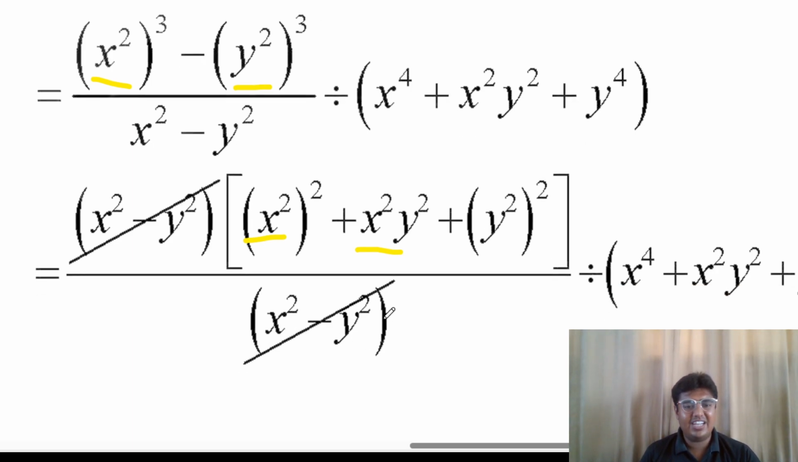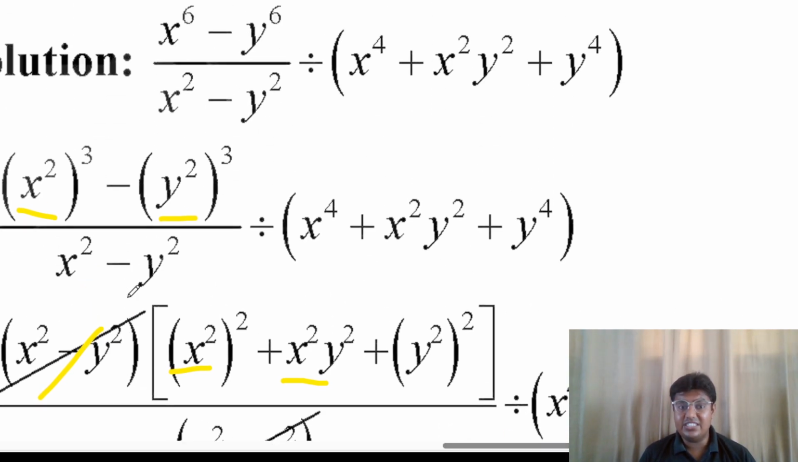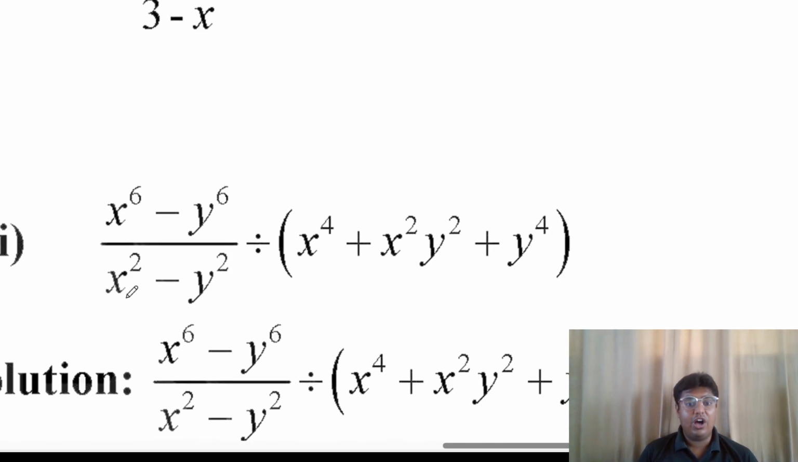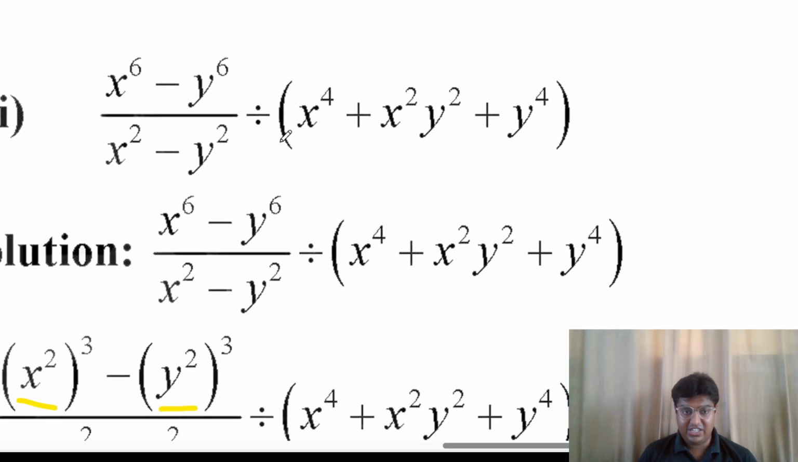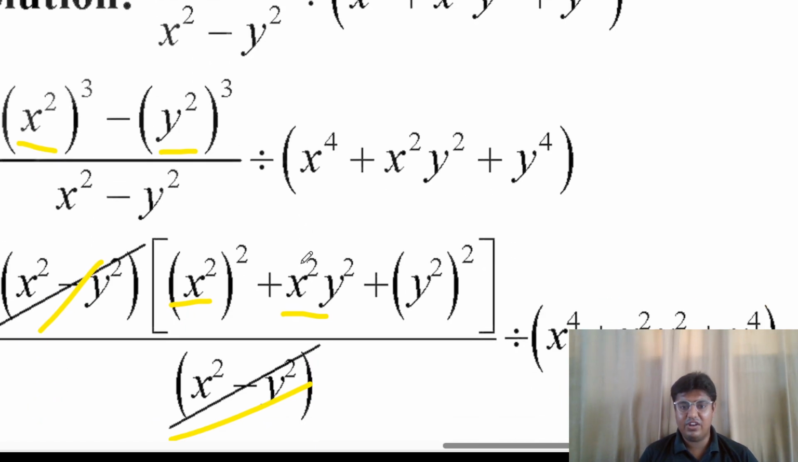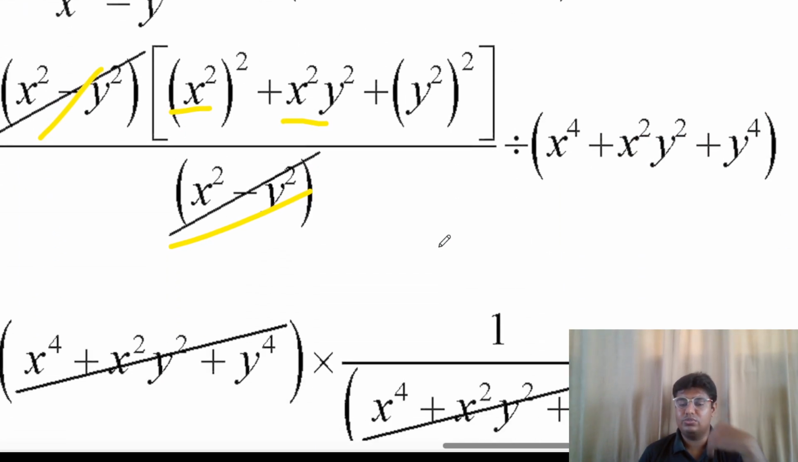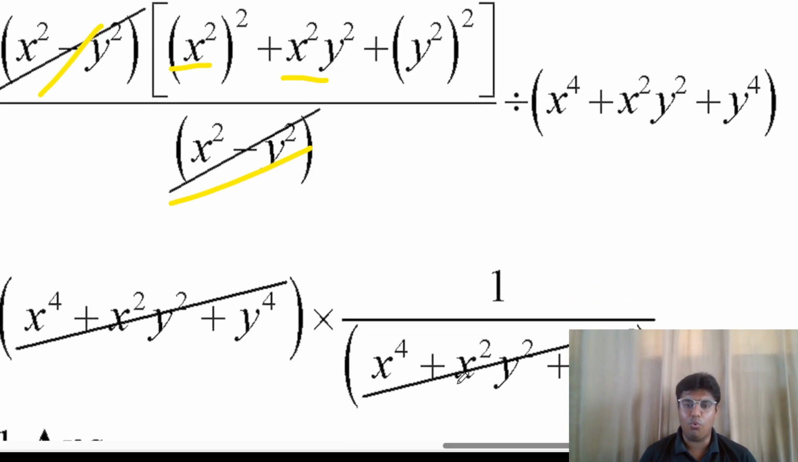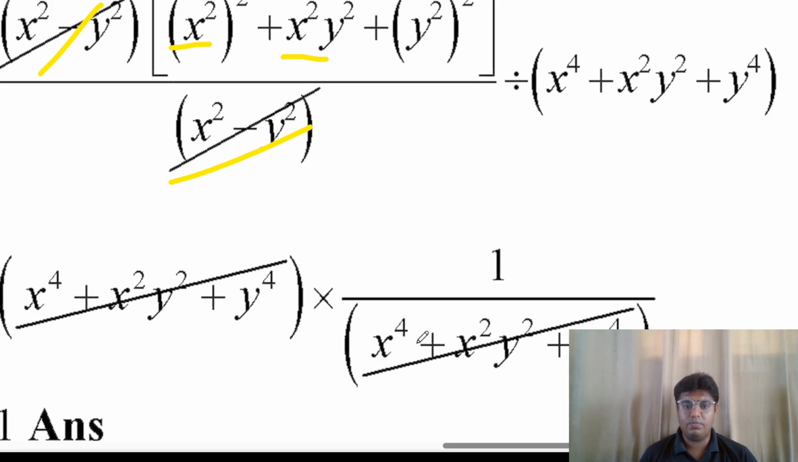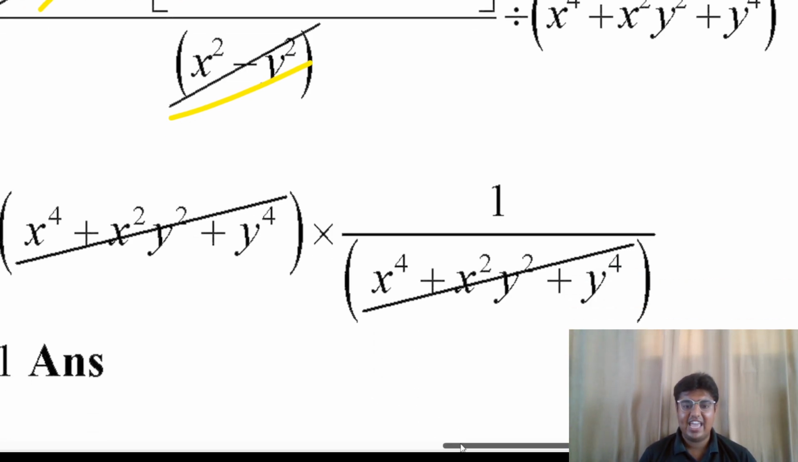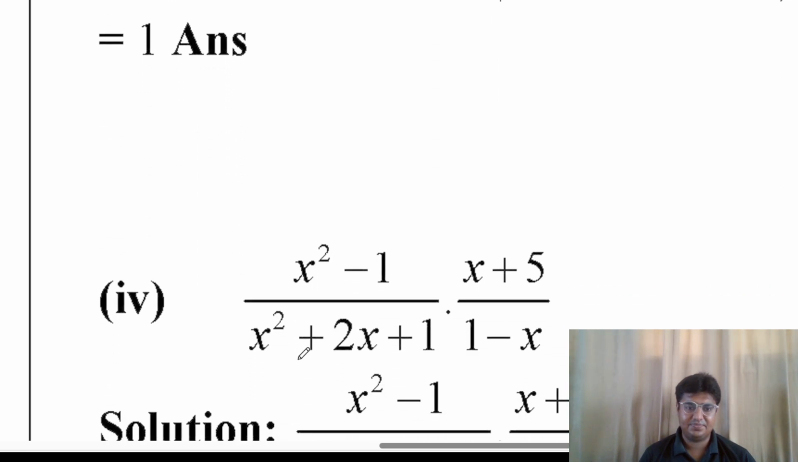In the denominator, it's pretty easy to just cancel it out. After that, they have now done the reciprocal. Oh, sorry, it's already in division. Now, be careful about this as well. You can do the reciprocal. If you do the reciprocal, it becomes 1 over x to the power 4 plus x square plus y to the power 4. It's completely cancelled and you will get 1 as your final answer.